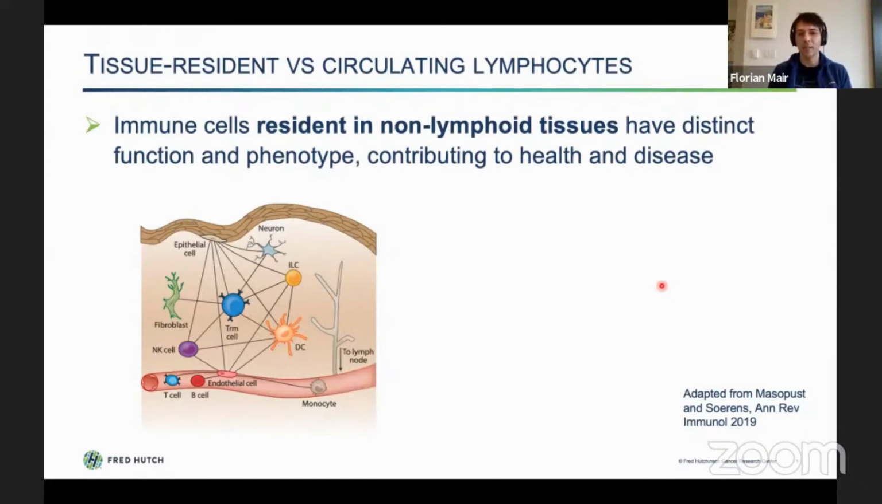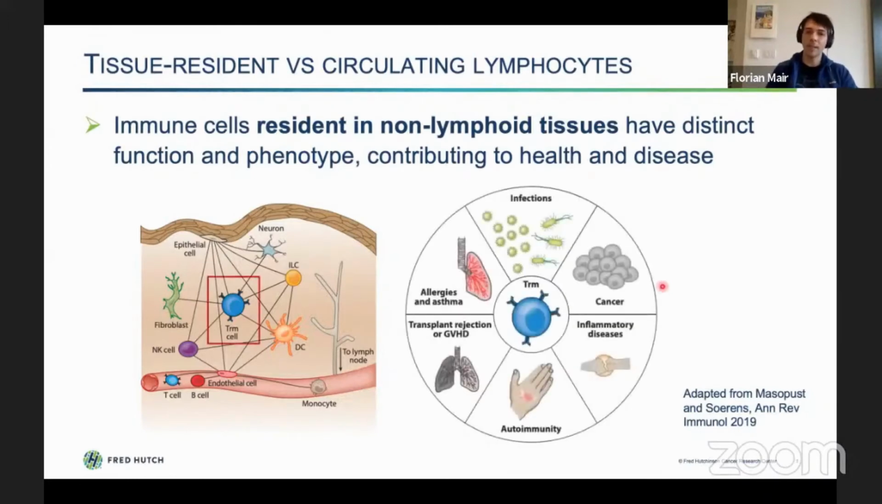But over the past decade or so, it has become evident that immune cells can take up permanent residence in non-lymphoid tissues, basically in every tissue, and that these immune cells have very distinct functional and phenotypical characteristics compared to their circulating counterparts in the blood. The best studied example of these tissue-resident immune cells is the TRM, the tissue-resident memory T cell, which has been well described by several groups and has basically been found in every non-lymphoid tissue that you can think of.